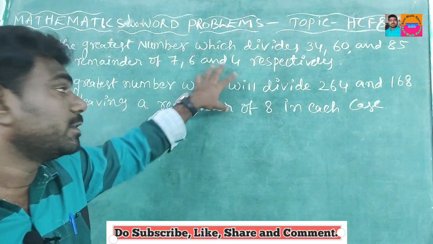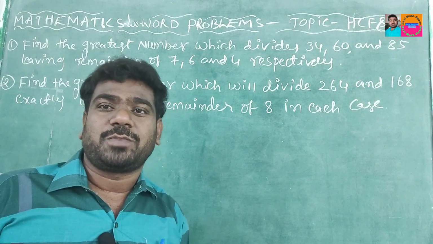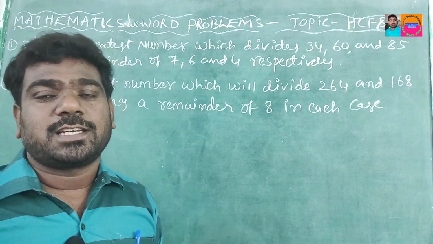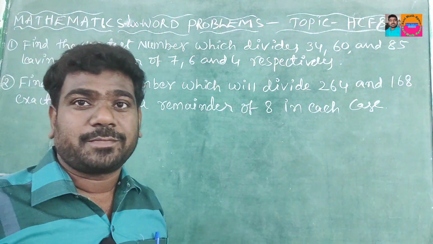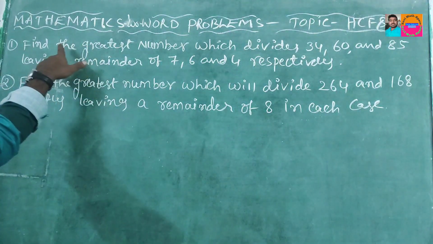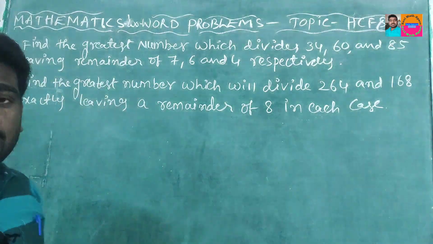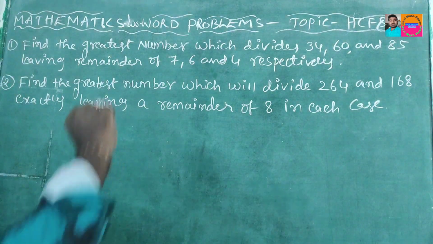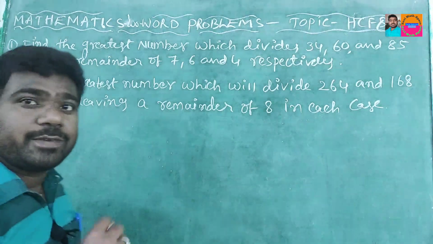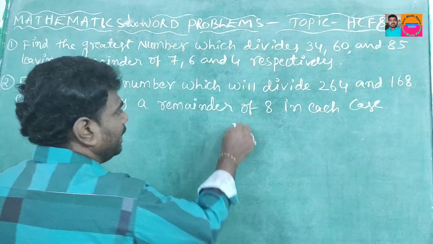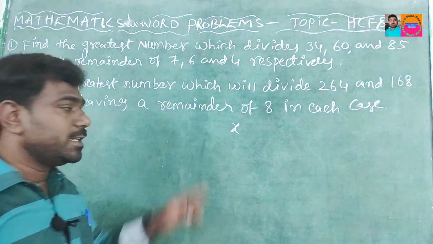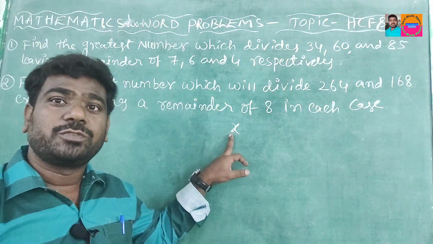Then how to solve here? First we have to understand the question properly. If you understand the question, it is very easy. Find the greatest number. Let it be x, just for understanding. It is the greatest number, we don't know it, we should find it out.